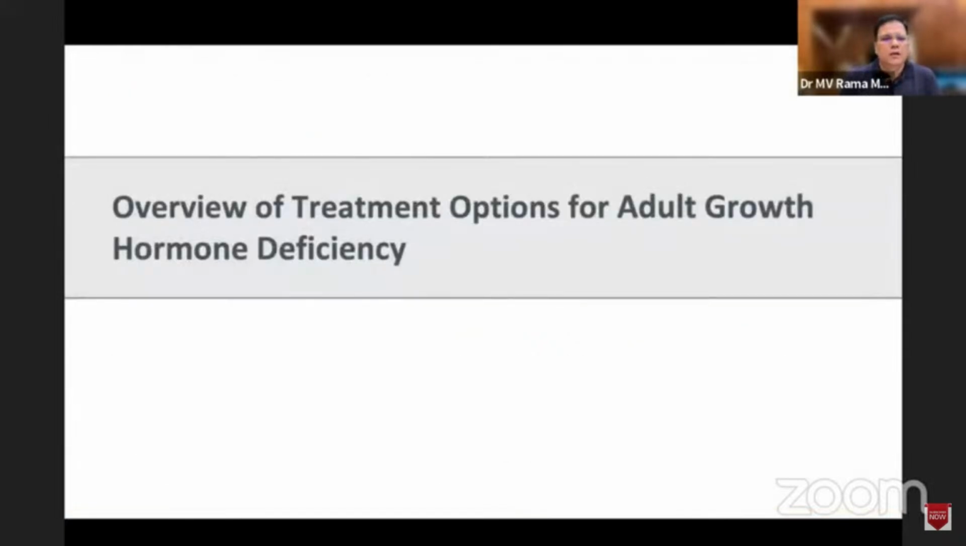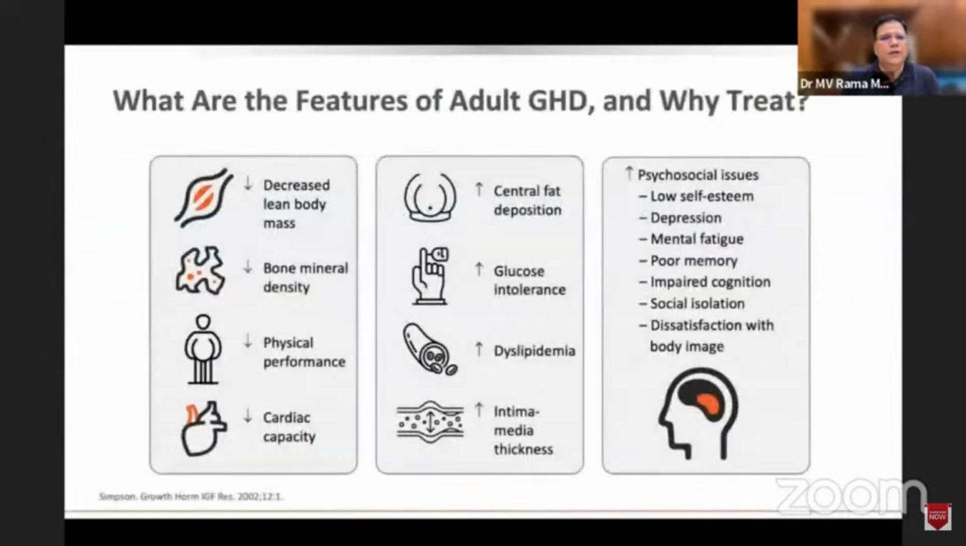And what are the treatment options for adult growth hormone deficiency? So coming to the features of growth hormone deficiency and why we should treat.